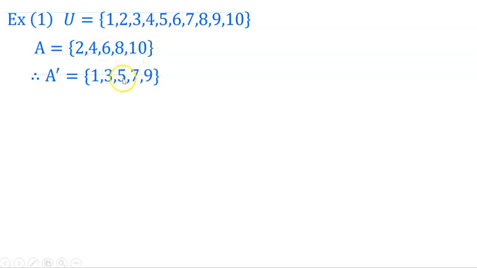Next we'll take the 5. 5 is not in A. 7 is not in A. Next 9 is not in A. Okay, therefore A is equal to 2 4 6 8 10, and the A complement is 1 3 5 7 9.